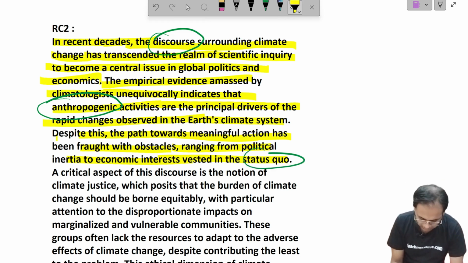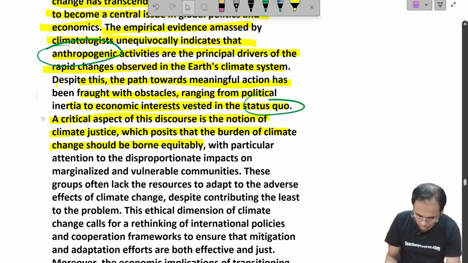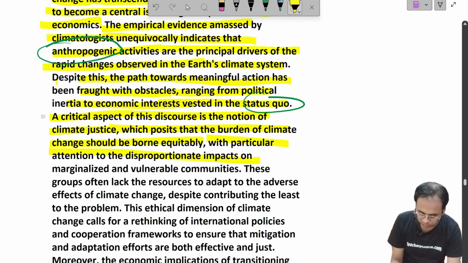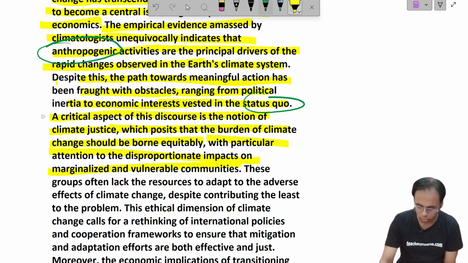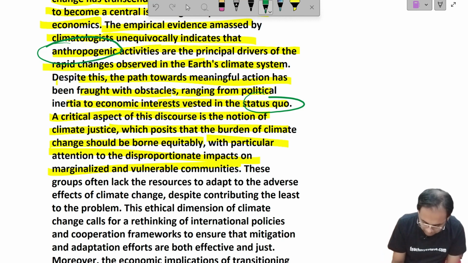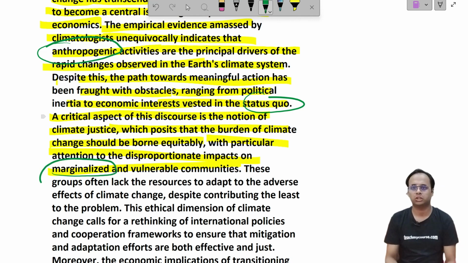Okay. Then a critical aspect of the discourse is the notion of climate justice, which posits that the burden of climate change should be borne equitably, with particular attention to the disproportionate impacts on marginalized and vulnerable communities. It means that climate change is obviously harmful to everyone, but it has an even more adverse impact on the marginalized society. Marginalized society means those who do not have a lot of resources, the poorer section of the society.